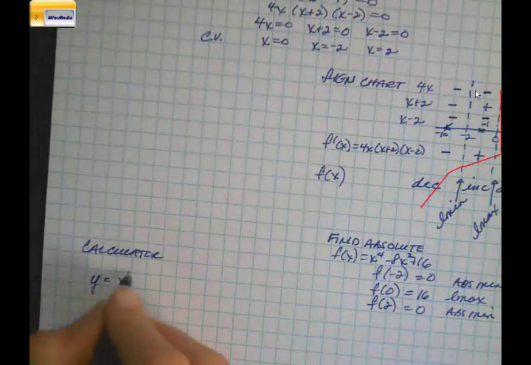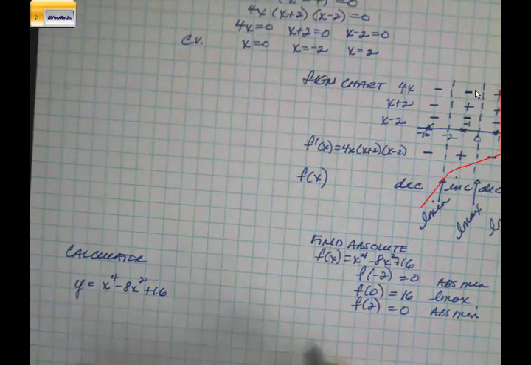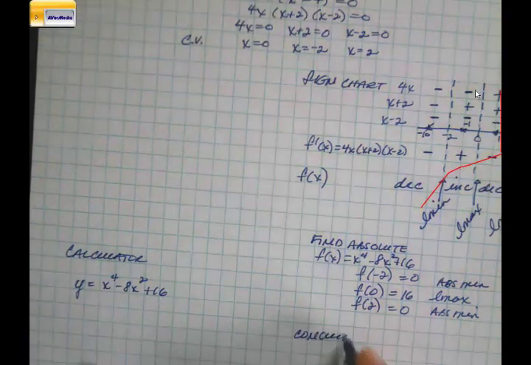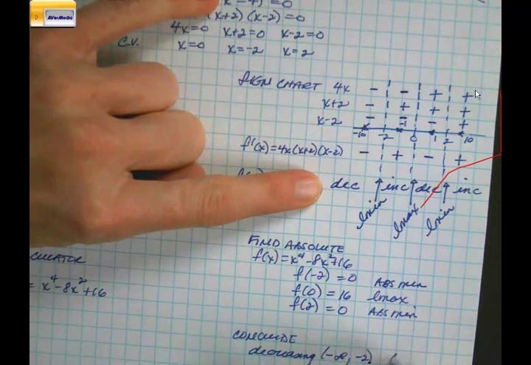Okay, so I'm going to have y, my original function, equaling x to the 4th minus 8x squared plus 16. What I think is happening, before I graph it actually, let's write what we think is happening. We think that our function, according to this sign chart, is decreasing from negative infinity to negative 2, and also from 0 to 2, right? That's what we say in our chart up here.